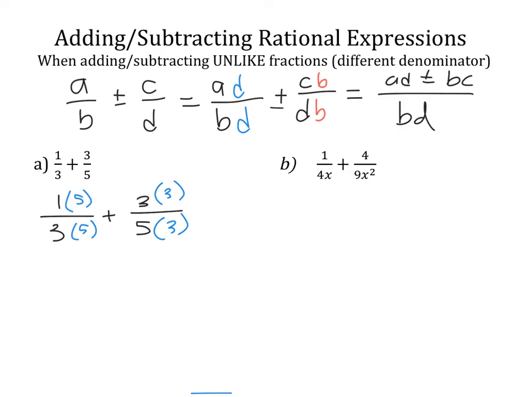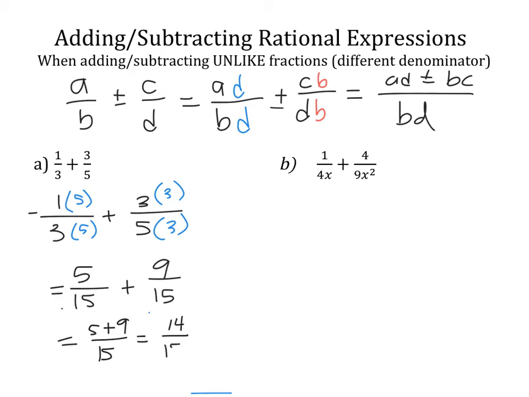And now that I have the same denominator, I'm going to multiply these. So I have 5 over 15 plus 9 over 15. From here, I'll just combine and keep my denominator. So we have 5 plus 9 over 15, which is 14 over 15.